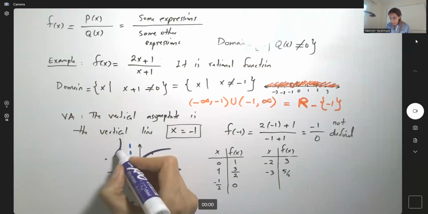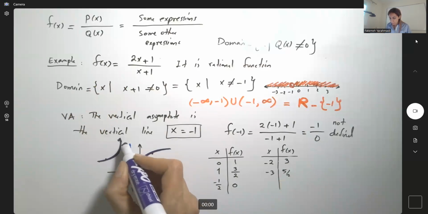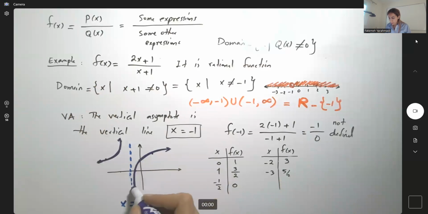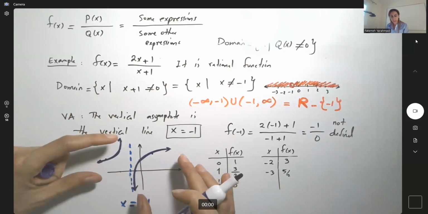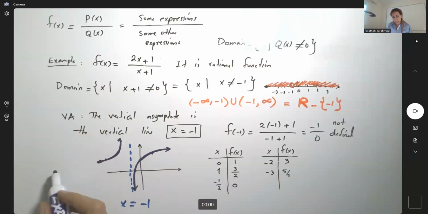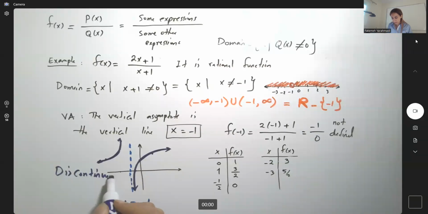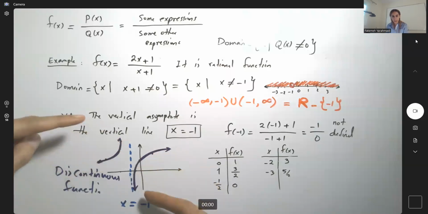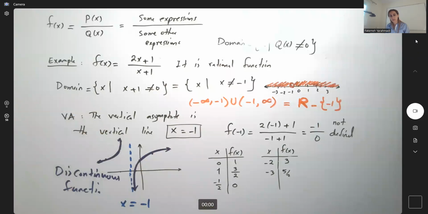As you can see, the vertical asymptote divides up the graph into 2 pieces. We have a discontinuous function. There is discontinuity with the graph of this function. One part of the function is on the left, the other part is on the right-hand side.